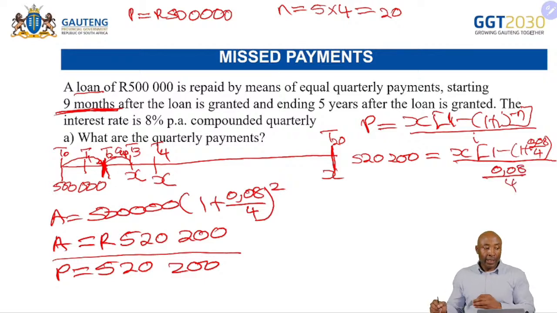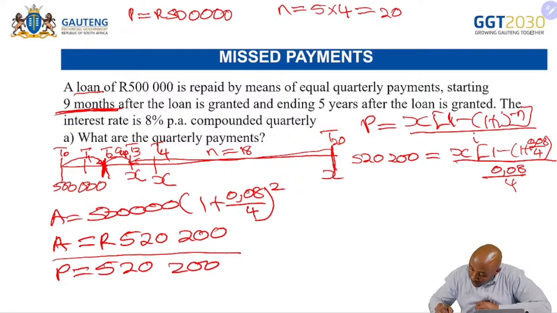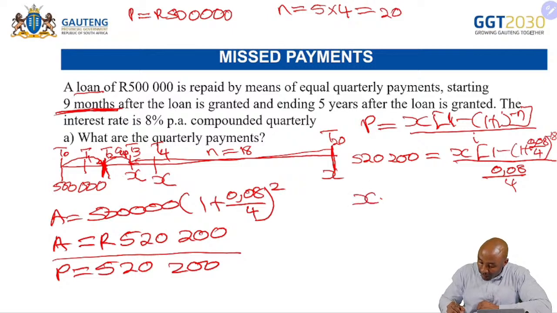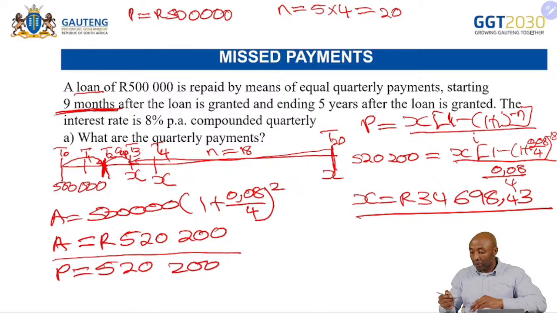Now we go back to our timeline. How many payments are we going to have? Our first payment is made at T3, so to get our N, we are going to say 20 minus 3 plus 1, meaning our N is going to be 18. So here we substitute negative 18. We make X the subject of the formula, and we should get our quarterly payment as 34,698.43 using our calculators. I hope that's the answer you got. We move on to the next part.